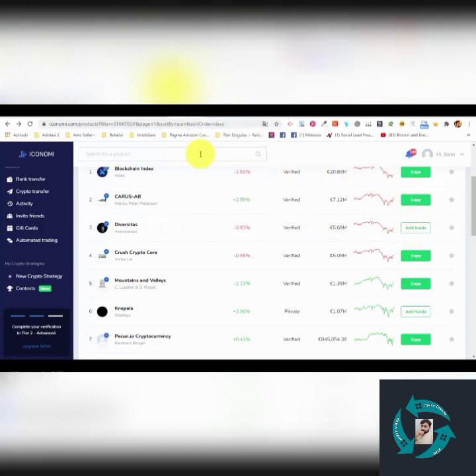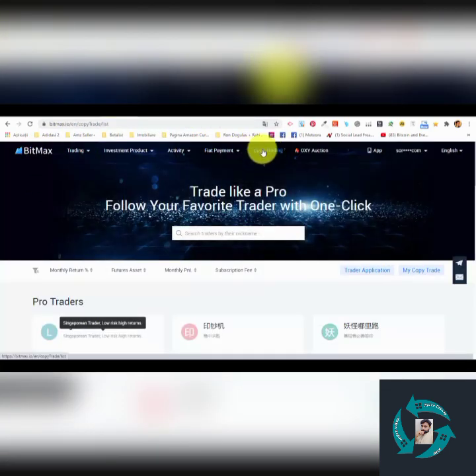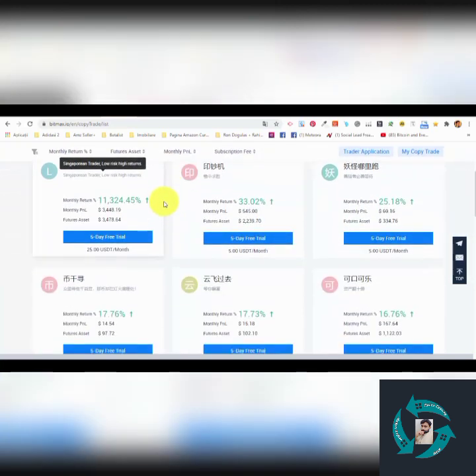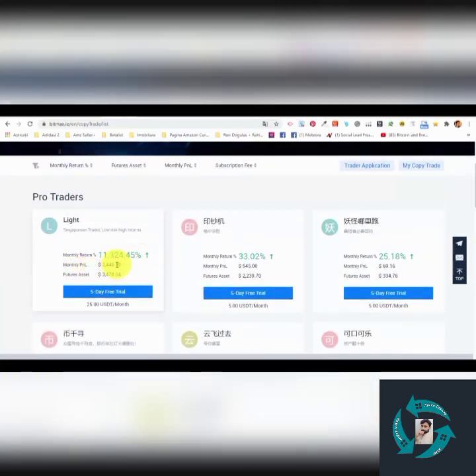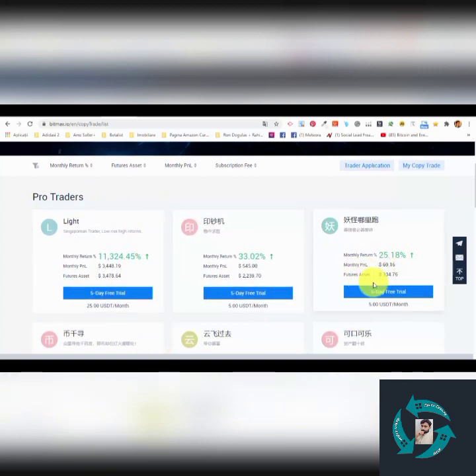Now, another platform where you can copy traders is BitMax. Okay, you see the option here, copy trading, and if we are going to scroll down, you can see, okay, exactly the traders that you can copy at the moment.